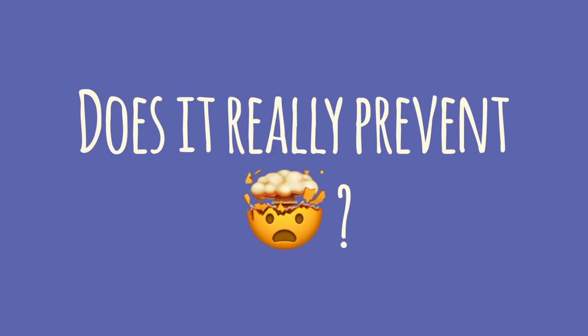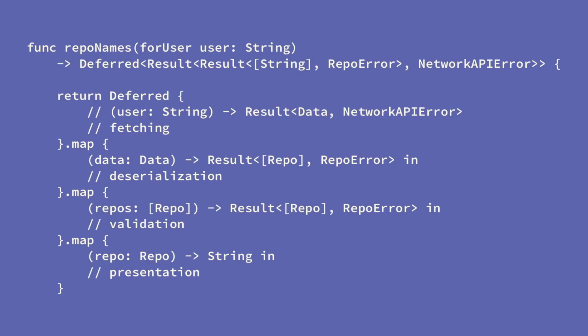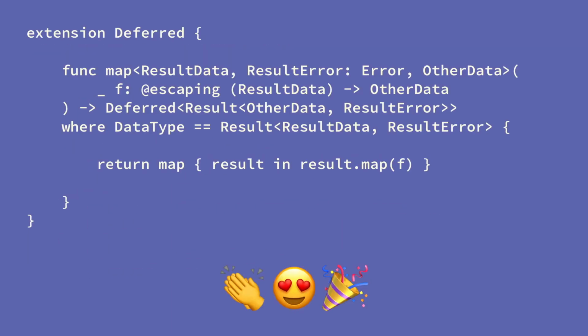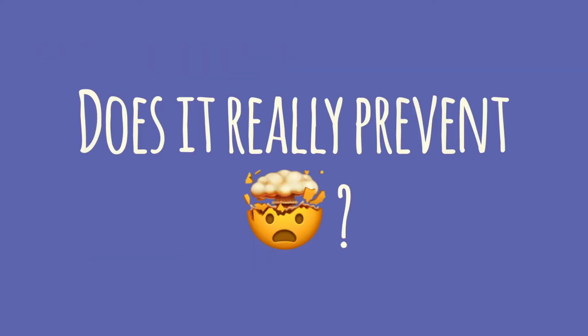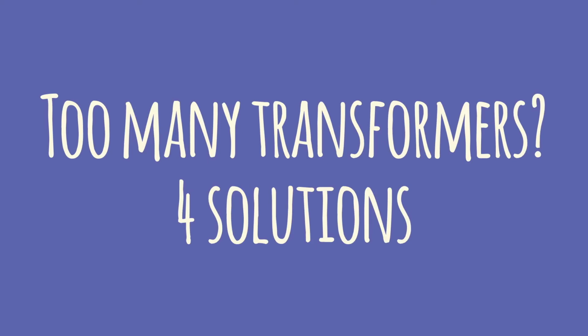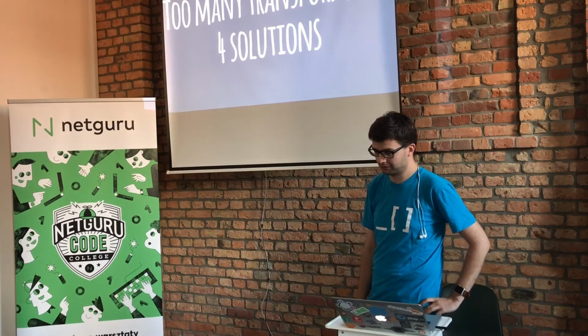The main problem is that you will need a lot of transformers, because those transformers need to be written for all the combinations of types that you are using, okay? So if you're having deferred with an array, there's another transformer, and optional another transformer, and so on and so forth. And for now, this is not something that you can avoid in Swift. So I'll just present you four recommendations, not even solutions, for how to live with that.